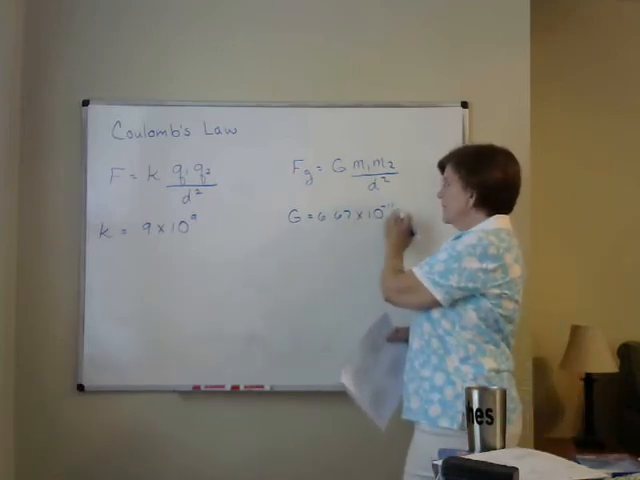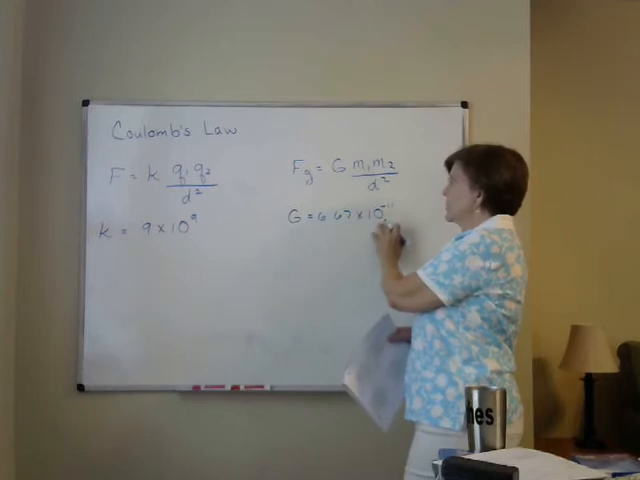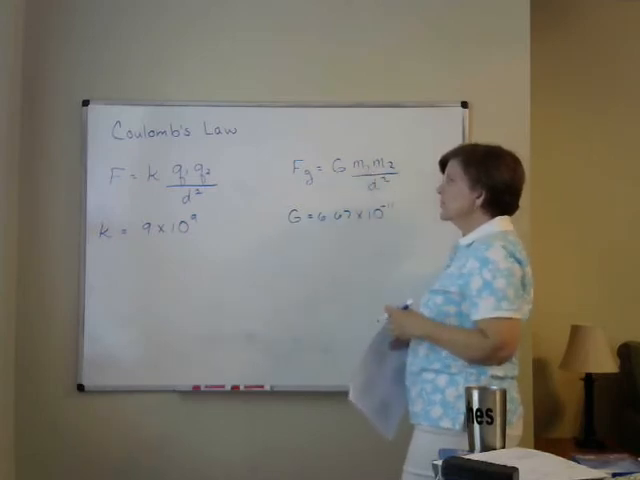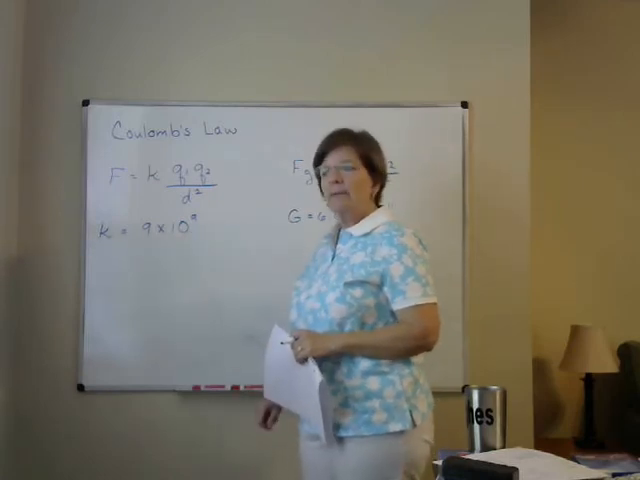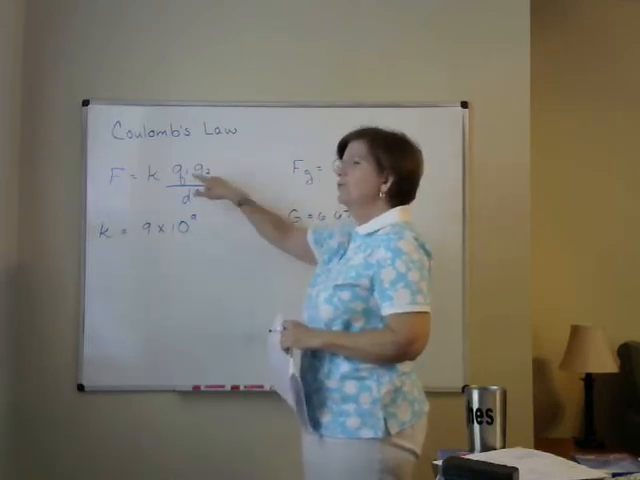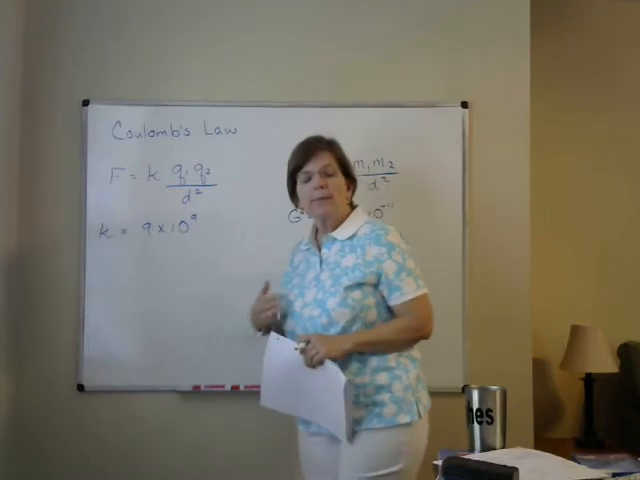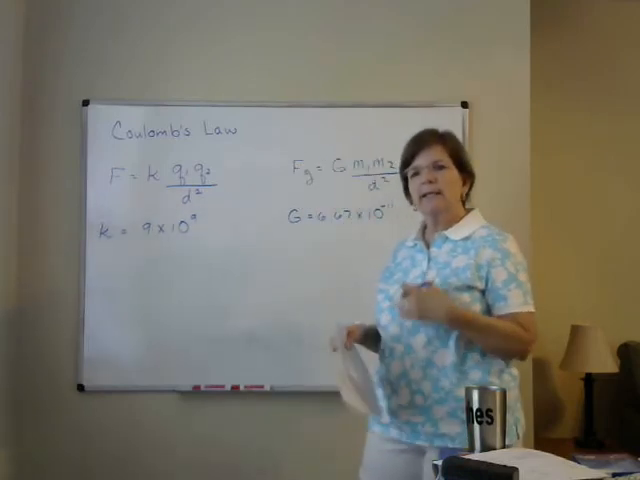The only way to get rid of this, to have this be a big source, is for one of those masses to be really large. K, on the other hand, is a big number. We don't have to have huge charges to get a pretty big electrostatic attraction.